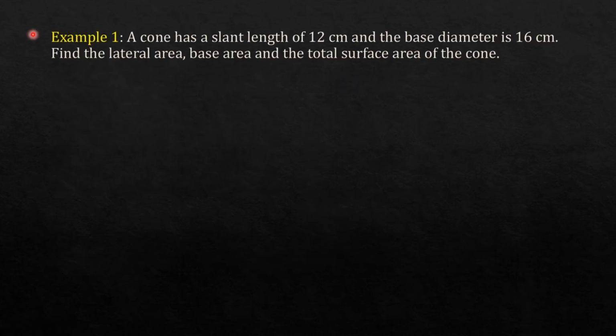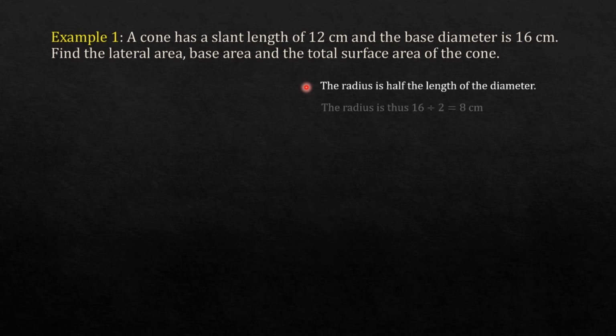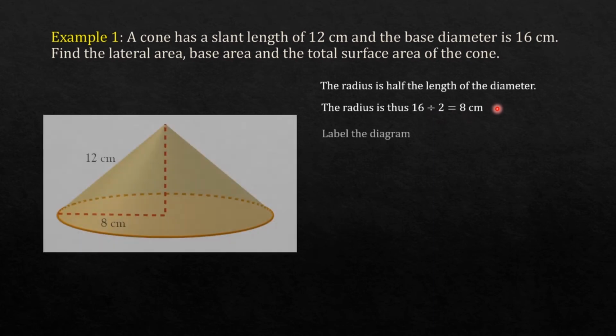Let's do an example. A cone has a slant length of 12 centimeters and the base diameter is 16 centimeters. Find the lateral area, base area, and the total surface area of the cone. The radius is half the length of the diameter. So the radius is 16 divided by 2, which is 8 centimeters. We need the radius. We label a diagram. The radius is 8 centimeters and the slant length is 12 centimeters.